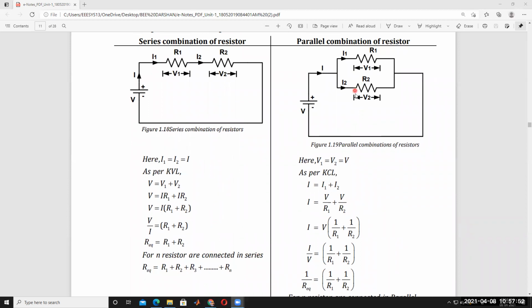Series combination of resistance. Then parallel combination. In parallel combinations, what is the voltage drop here? V1. And what is the voltage drop here? V2. What is the voltage drop across the resistor R1? V1. And across the resistor R2, what is the voltage drop? V2. These two resistors are connected in parallel, and also this voltage source is connected in parallel to R1 and R2. It's clear? The voltage source V is also connected in parallel with R1 and R2.